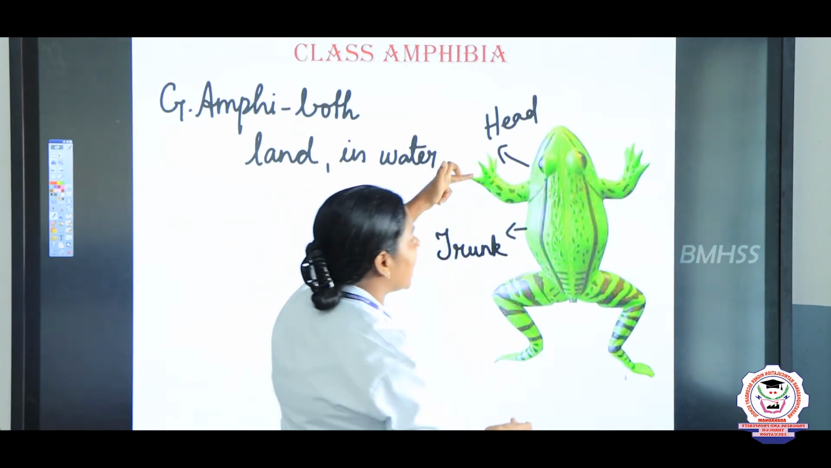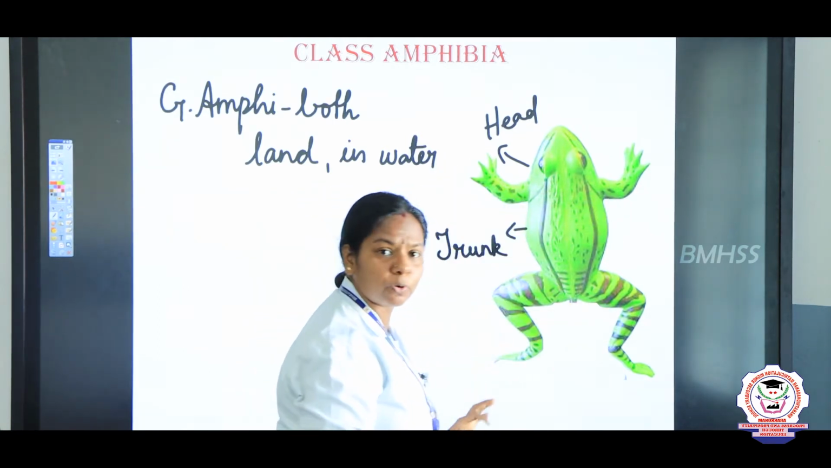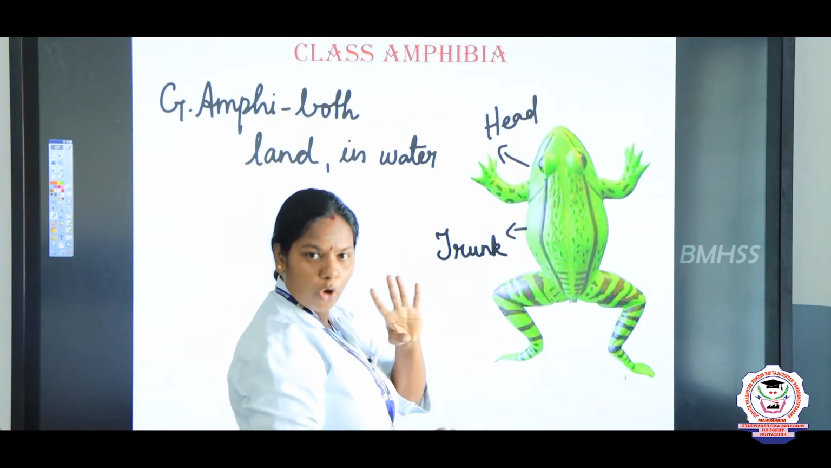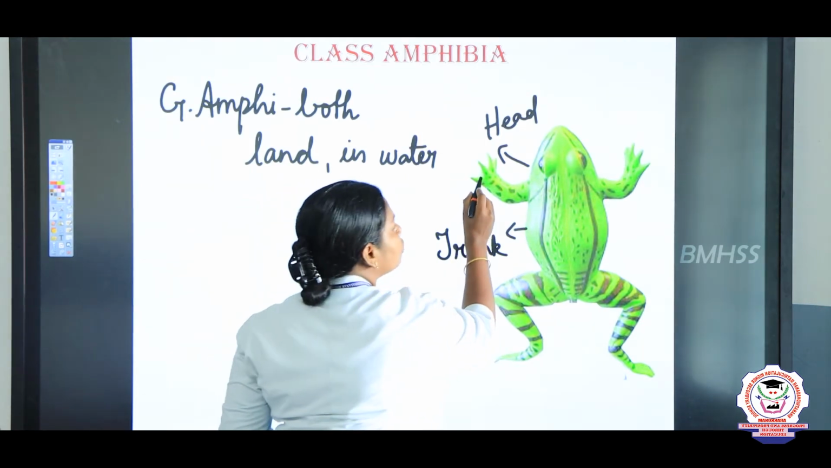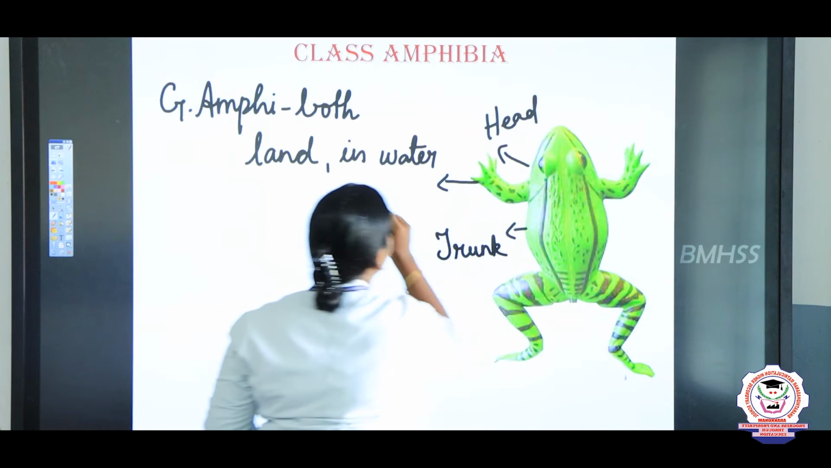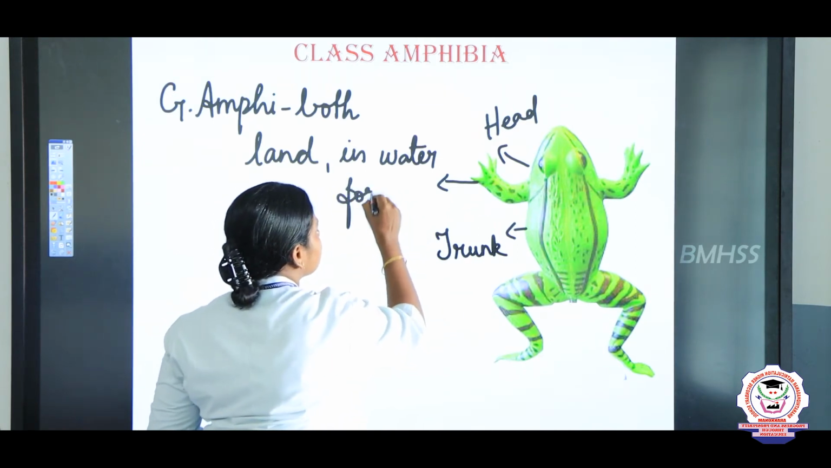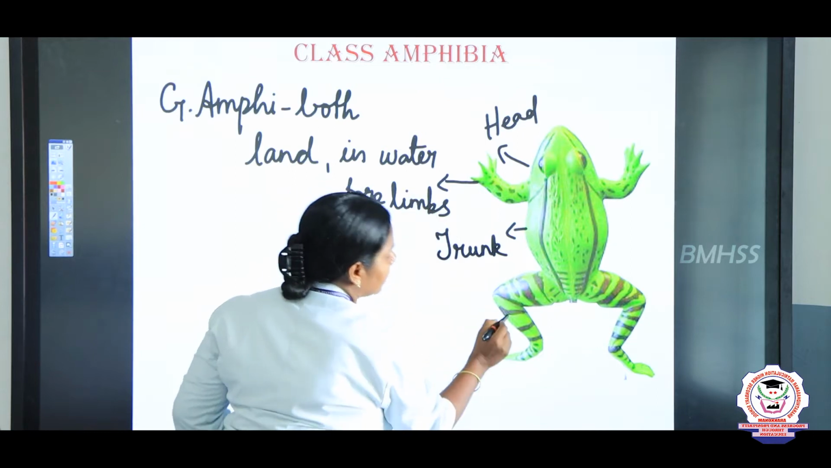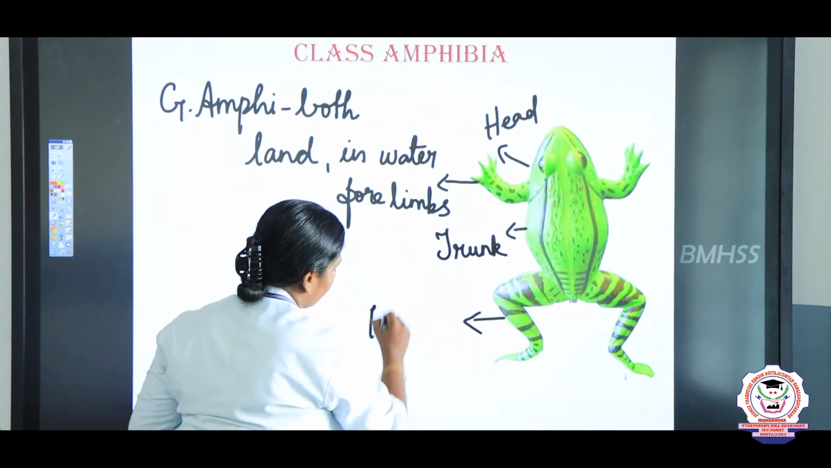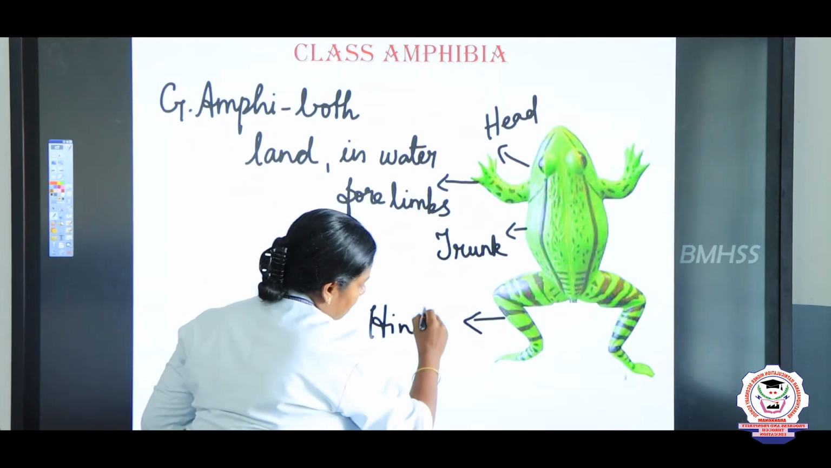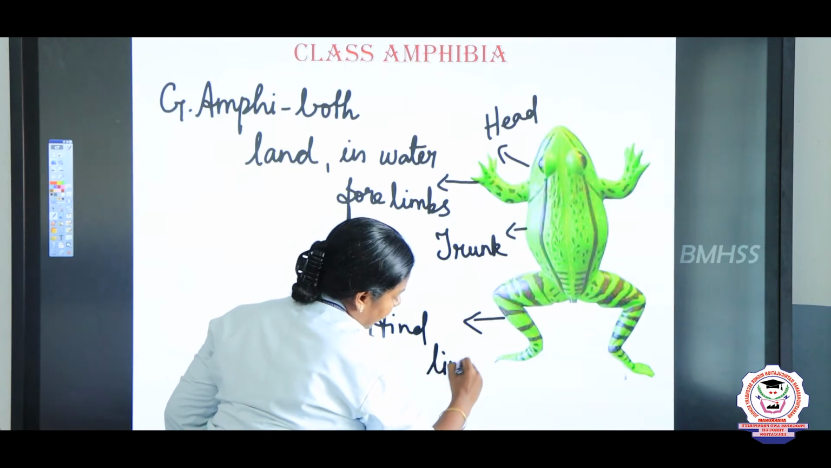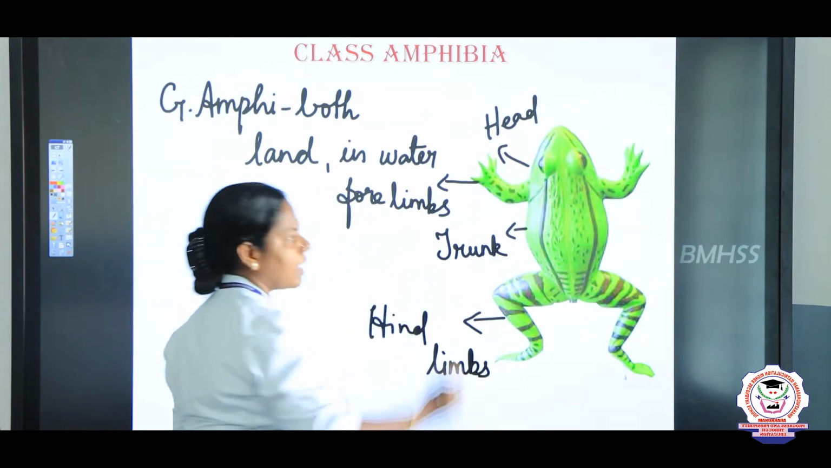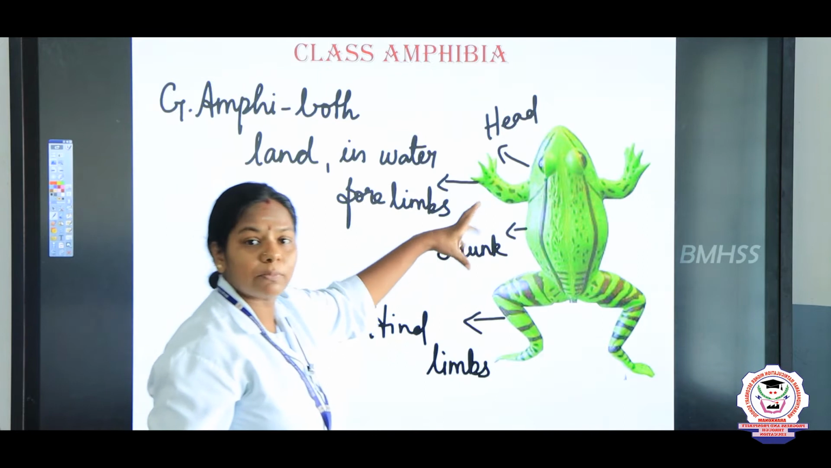Here we call them tetrapods. What do you mean by tetrapods? 4 legs, right? They have 2 forelimbs and 2 hind limbs.